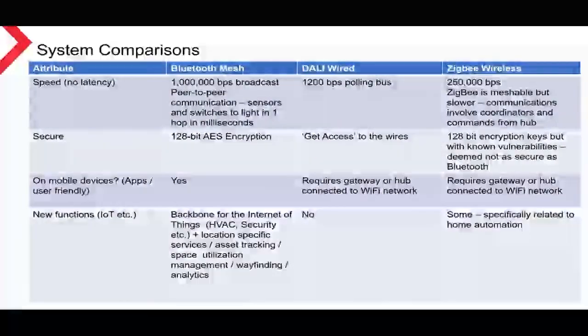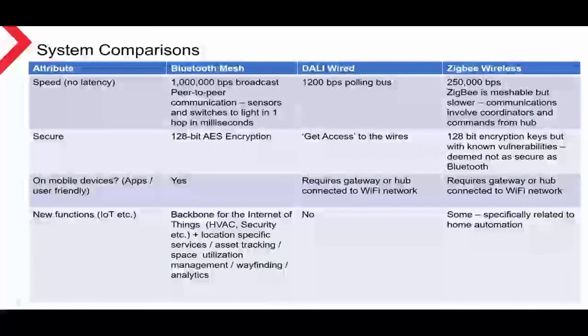Compare the 1.2 kilobyte per second polling bus of a DALI system, 250 kilobyte per second for Zigbee, and 1 megabyte per second for Bluetooth broadcast. But even more important in terms of speed is that with centralized control, there are multiple lines of communication between the sensor being triggered, for example, and the light responding. This is because the devices cannot talk to each other. They can only reply to a command from a DALI controller.